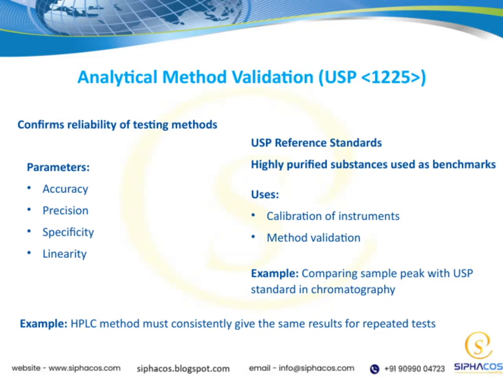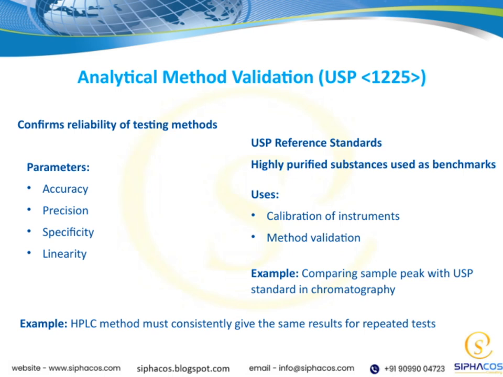A high-performance liquid chromatography, or HPLC, method must consistently produce the same results when we repeat the tests. This consistency is crucial because it confirms the reliability of our testing methods. When we're working with USP reference standards, we're dealing with highly purified substances that serve as benchmarks for accuracy. These standards are essential for several uses, such as calibrating our instruments to ensure they're working correctly and validating our methods to confirm they produce accurate and reliable results.